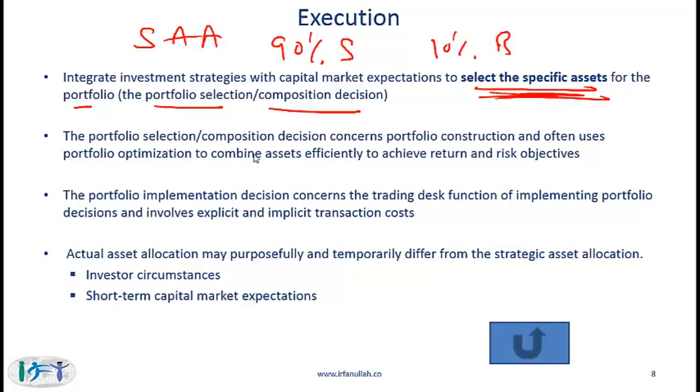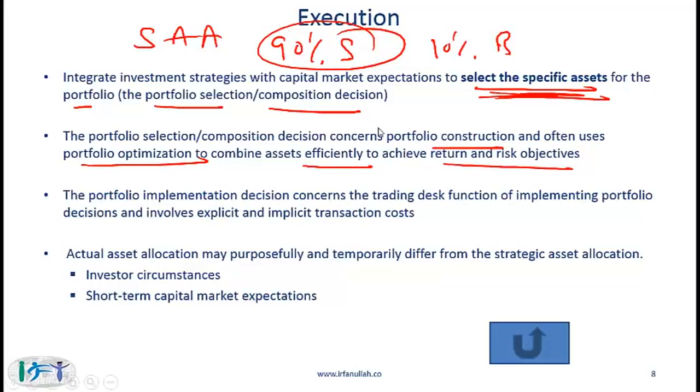The portfolio selection composition decision concerns portfolio construction and often uses portfolio optimization to combine assets efficiently to achieve risk and return objectives. So the point is that as you create your portfolio, you need to be concerned about the variances, the returns, the covariances, and what is the optimal weightage of your different assets. This will be done through a computer optimization program.